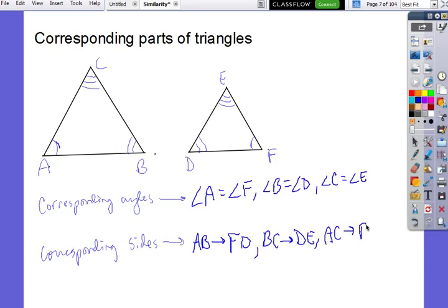Which things are equal? The angles are going to be equal. The corresponding angles are going to be equal. The sides will not be equal. Can't you put CA too? Yeah, on all of these, you could say AB or BA. You could say FD or DF, and you're still talking about the same thing.